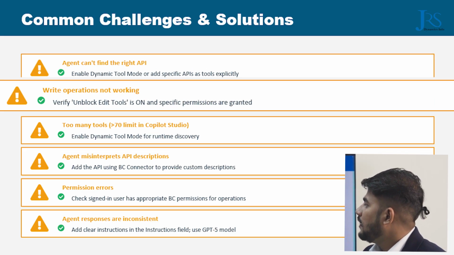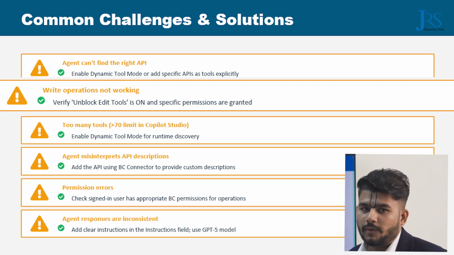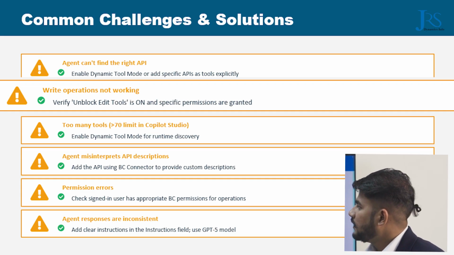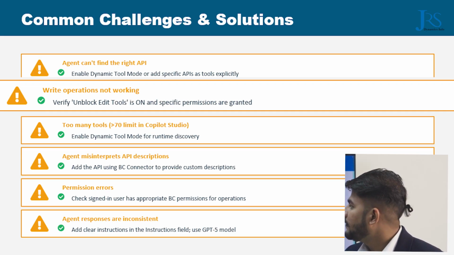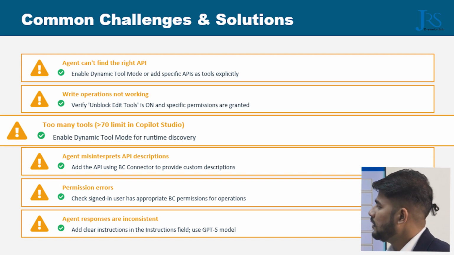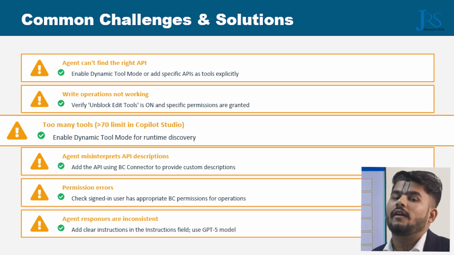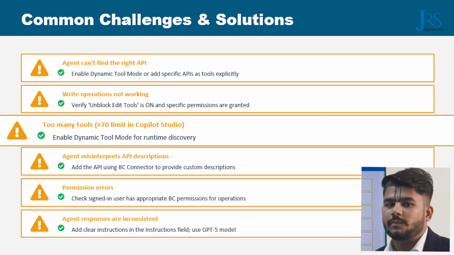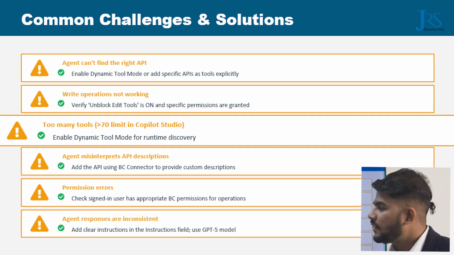Also write operations not working, like you have defined the right permissions but still it is not writing. What is the issue? Verify the unblock edit tool is on. In the configuration you should have this particular field on, and the specific permissions are also granted. You should be aware of that. If you have too many tools, more than the 70 limit in Copilot Studio, then enable the dynamic tool mode for runtime discovery. That's why I have told you, if you have fewer APIs in your particular MCP server, you should always disable this. It will definitely detect them. But if you have more than 70, you should enable this. It will discover at runtime.